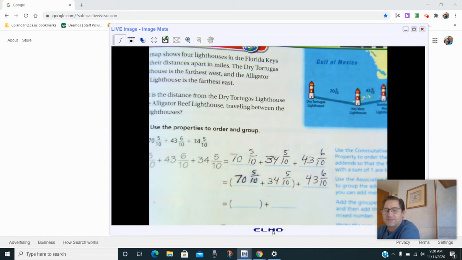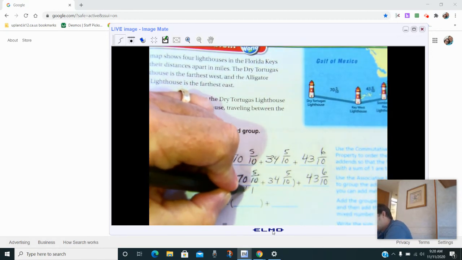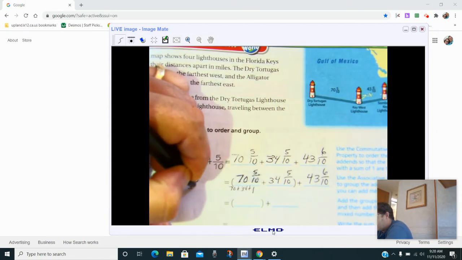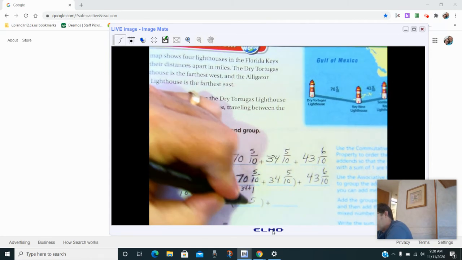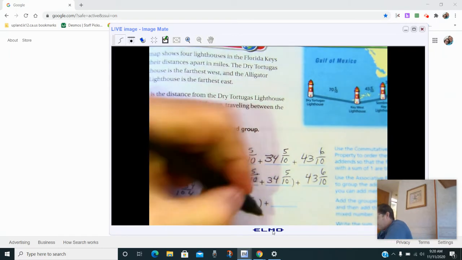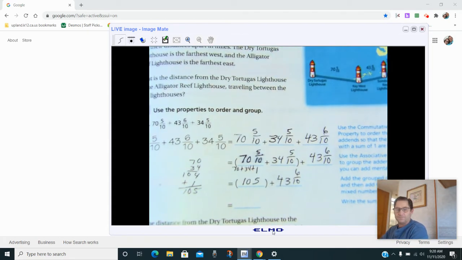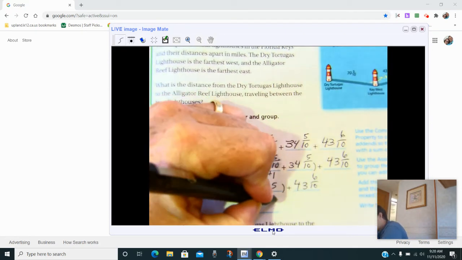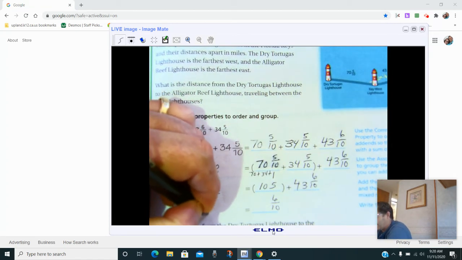Okay, so 5/10 and 5/10, that's 10/10, that's 1. Okay, so we have 70 plus 34 plus 1. Well, 70 and 34 is 104. Plus 1 more gives us 105. Okay. And then we have 43 and 6/10. Okay, so we know that our fraction part is 6/10. And now we have to add 105 and 43.